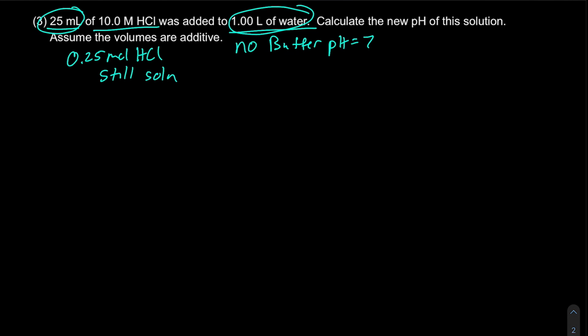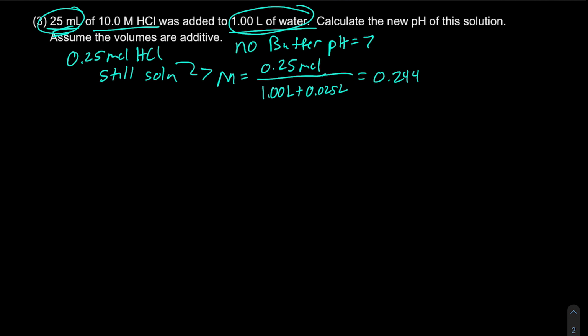And so if we want to think of how our pH is going to be affected, we need to first find the concentration of our HCl. So that's going to be 0.25 moles in our now 1 liter plus our 0.025 liters, because we've added these two volumes together, and we're going to find that we have a concentration of 0.244 for our solution here. So that's going to be the concentration of H3O plus, or also the concentration of HCl.